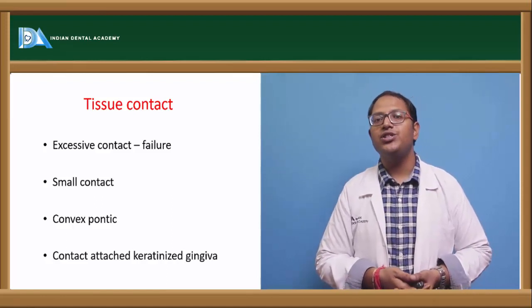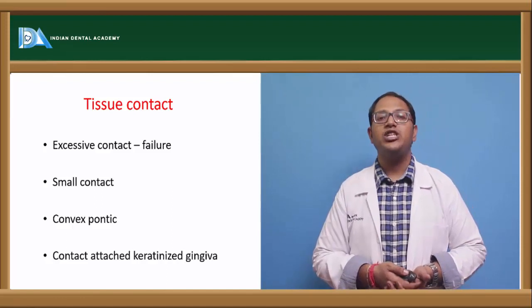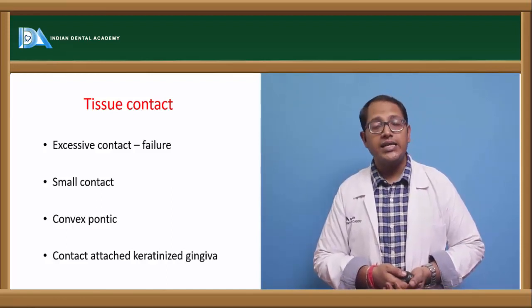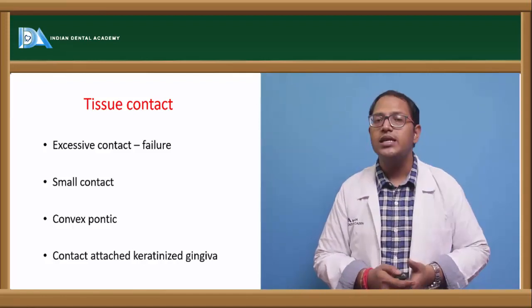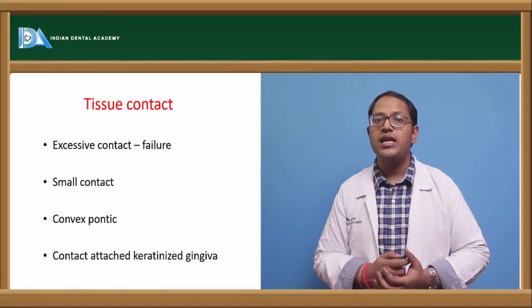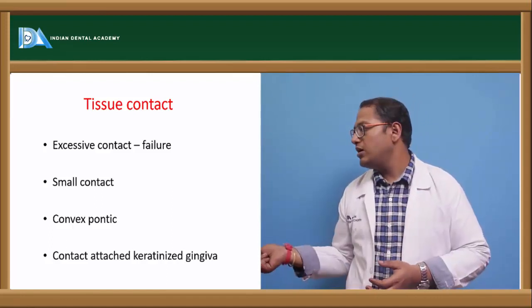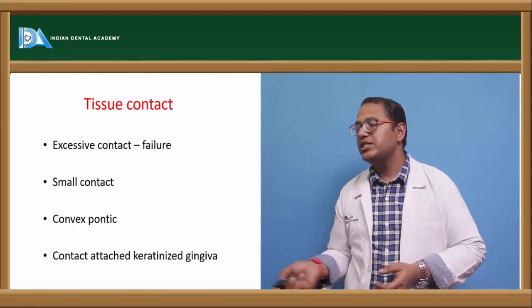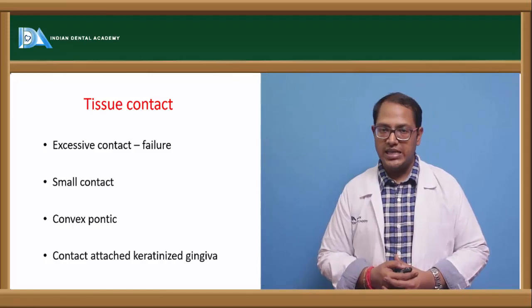And keratinized gingiva is that one kind of gingiva which can take up stresses, pressure and forces. So that is the reason that we have keratinized gingiva even in our palate. We do have keratinized gingiva in our mouth because it has to take up the stress of the food, mastication. So contact on attached keratinized gingiva is important so that it can take up the forces of mastication.